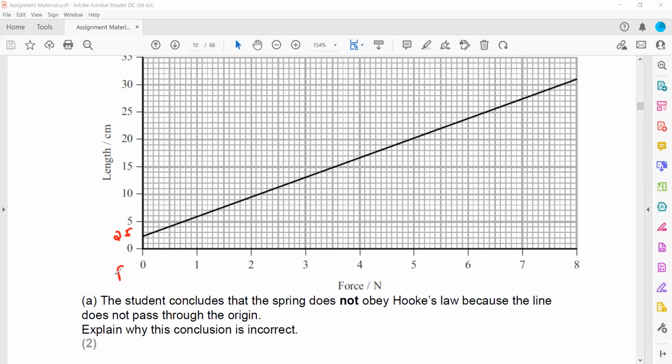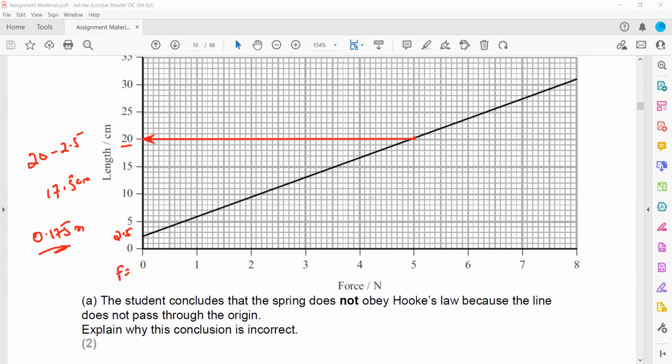So 2.5 when the force is 0. And for example, say when the force is 5, the length is 20. But as you can see, most of the questions give you the values in centimeters, so don't forget to convert into meters. This is 2.5, this is 20, so 20 minus 2.5 is 17.5 centimeters. We divide by 100, so 0.175 meters will be there.